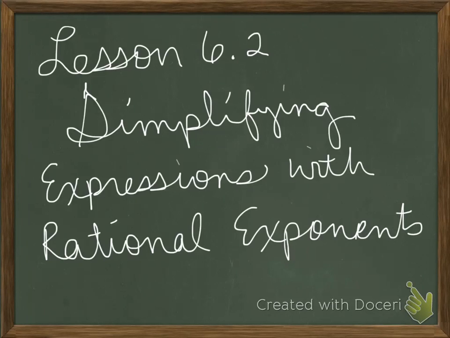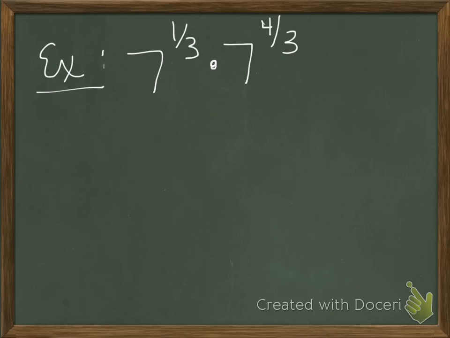This is lesson 6.2, simplifying expressions with rational exponents. Last lesson we talked about rational exponents and how to create rational exponents and how to change rational exponents back into radical exponents. Today we're going to simplify problems, and basically I just have a whole bunch of examples for you. So let's start with the first example.